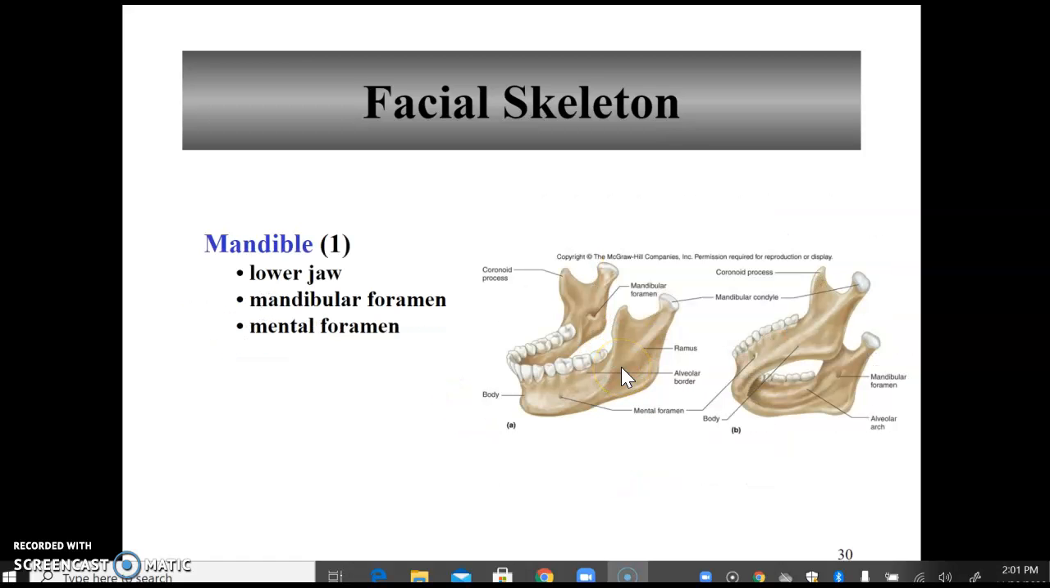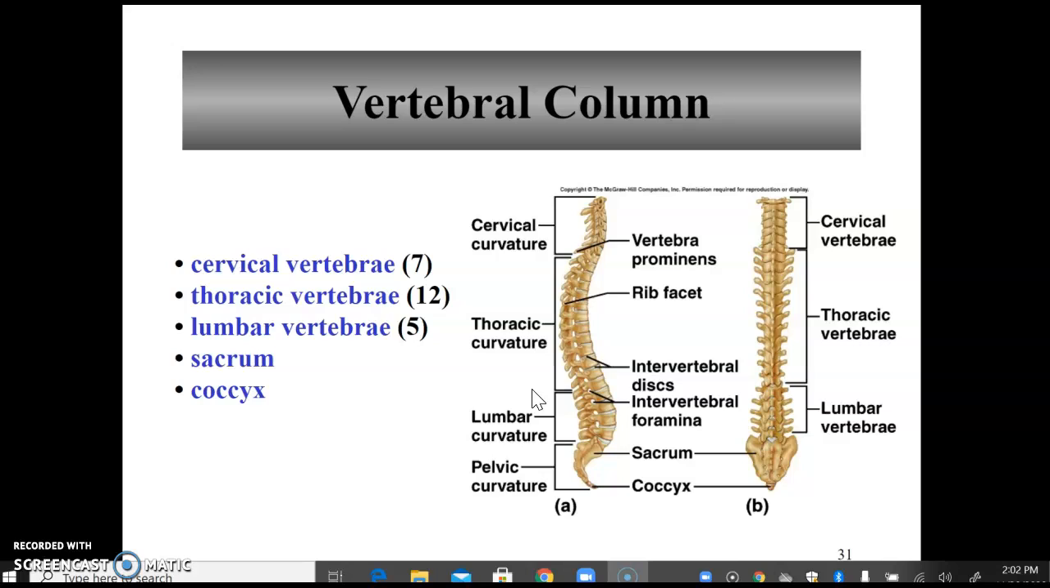And then the last bone we're going to talk about for your facial skeleton is the mandible. And this is just one bone. It makes up your lower jaw. You have two foramens in the mandible. The one is the mandibular foramen, and then you have the mental, which is right here on your jawline, that allows those blood vessels and nerves and things to go through. Alright, so that's the facial skeleton.